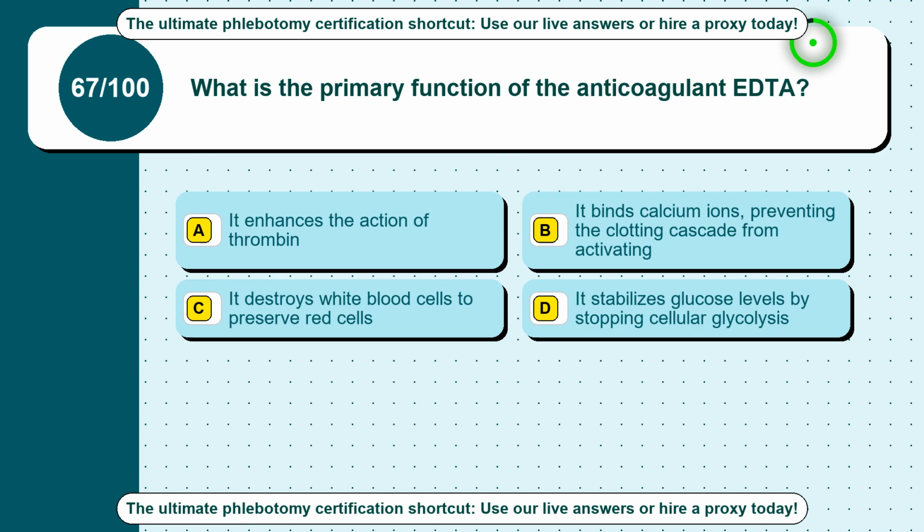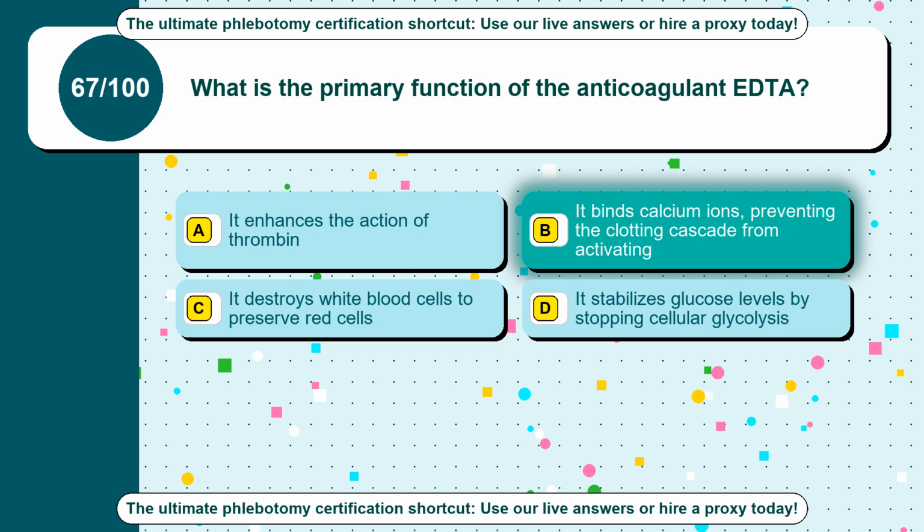Question 67. What is the primary function of the anticoagulant EDTA? Option A, it enhances the action of thrombin. Option B, it binds calcium ions, preventing the clotting cascade from activating. Option C, it destroys white blood cells to preserve red cells. Option D, it stabilizes glucose levels by stopping cellular glycolysis. The correct answer is option B, it binds calcium ions, preventing the clotting cascade from activating.